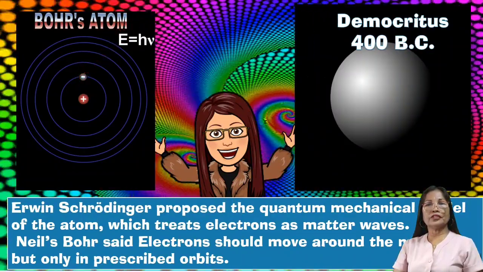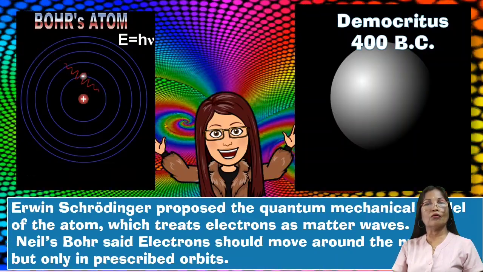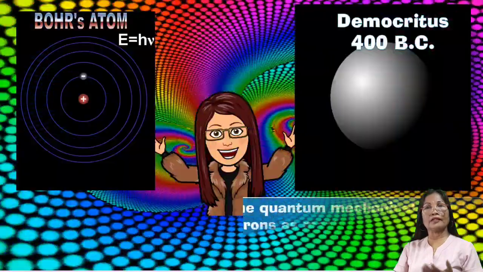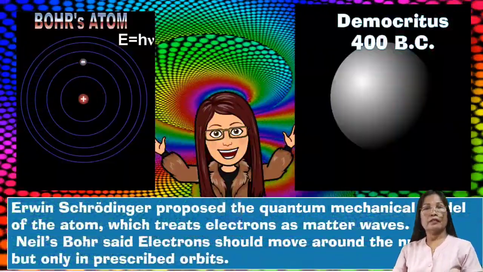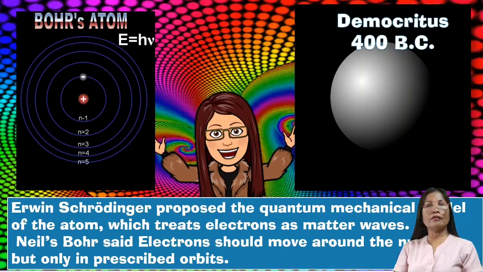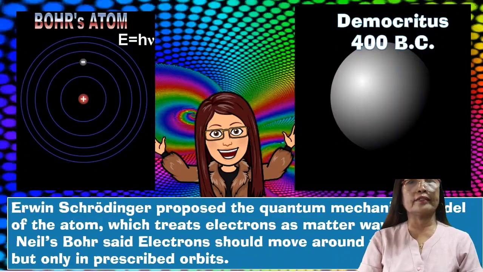Erwin Schrödinger proposed the quantum mechanical model of the atom, which treats electrons as matter waves. We also have Niels Bohr, who said electrons should move around the nucleus but only in a prescribed orbit.